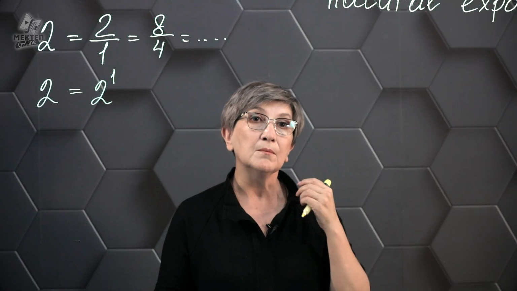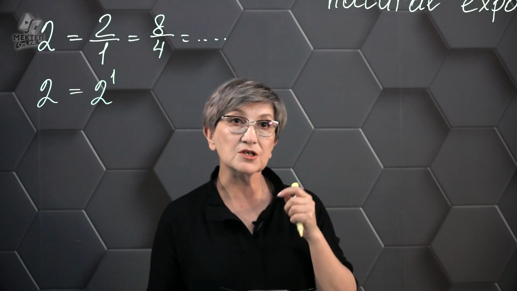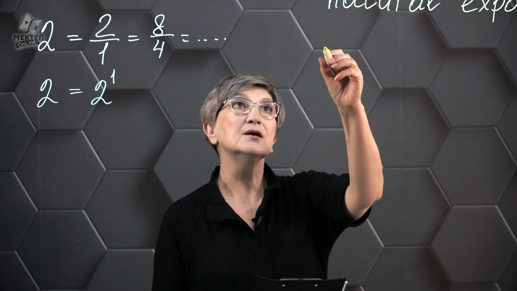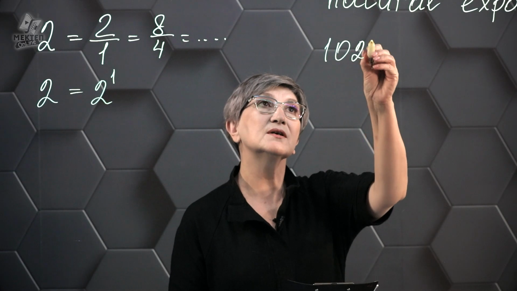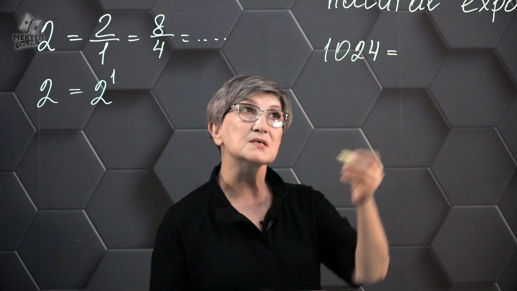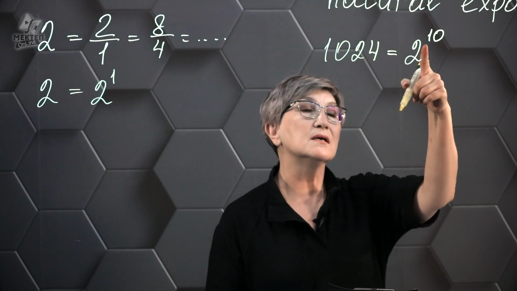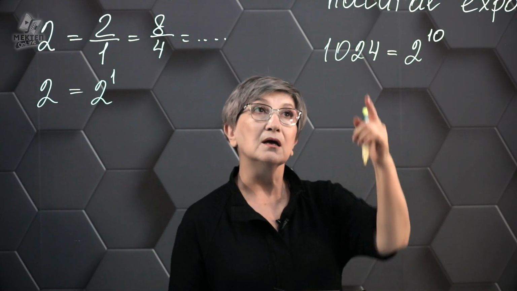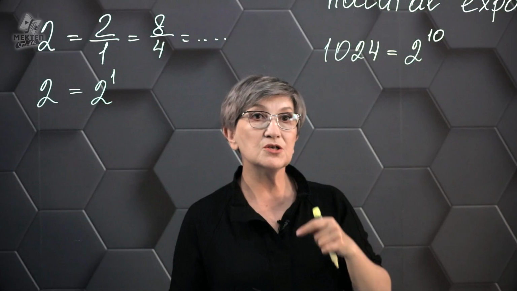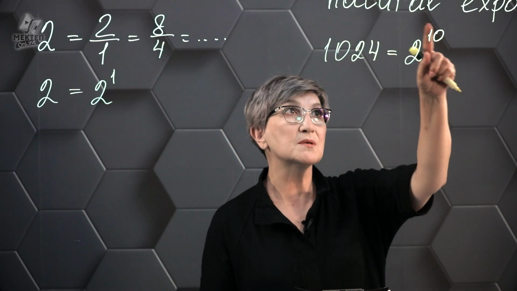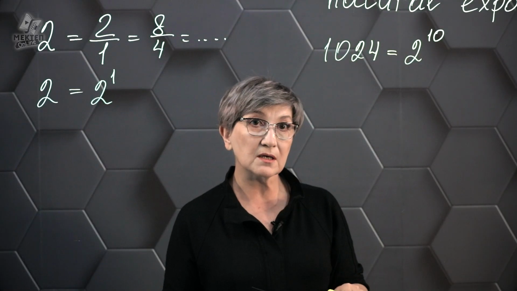The point is that large numbers we can write as a number to some degree, not all numbers, but most of the numbers we can write, for example, the number 1024, I can write as 2 to the degree of 10. And if the degree of a number is large, then it does not make sense to calculate the value of this expression. And so we can write some number in some degree.